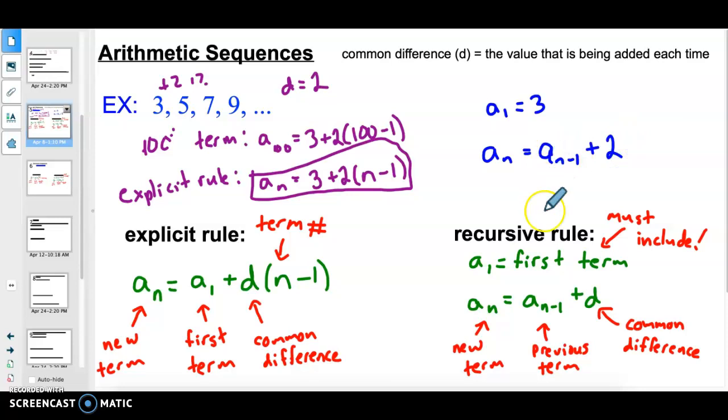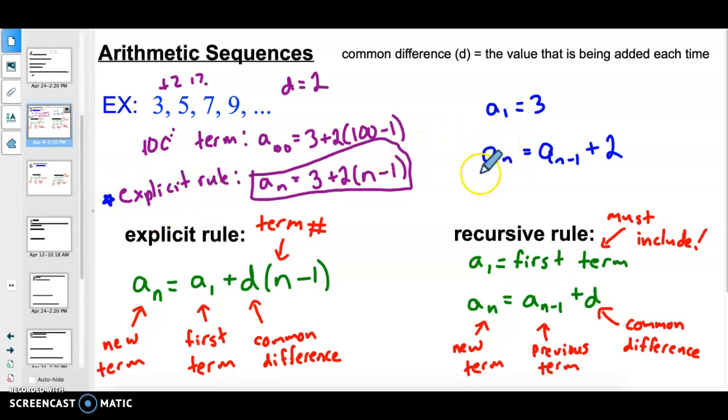If they asked you to find the 100th term here, it wouldn't be as easy because you would have to know the 99th term. You could find the second term off of this by plugging in 3 for the previous term to find A2, but the recursive rule would be a bad way to find the 100th term. The explicit rule allows you to find any term you want. So explicit is generally the better form for finding any term in a sequence.